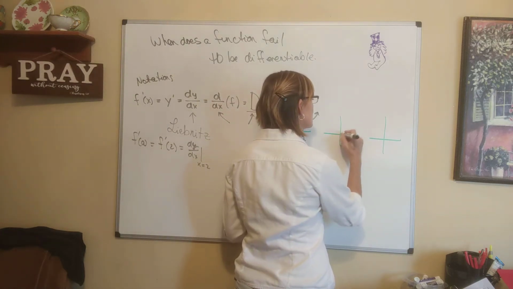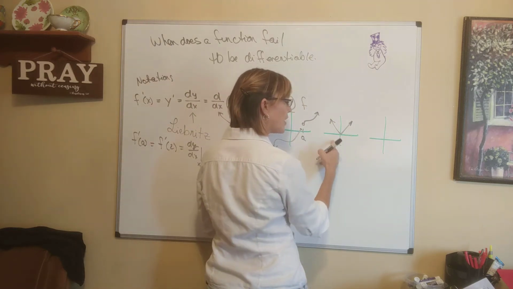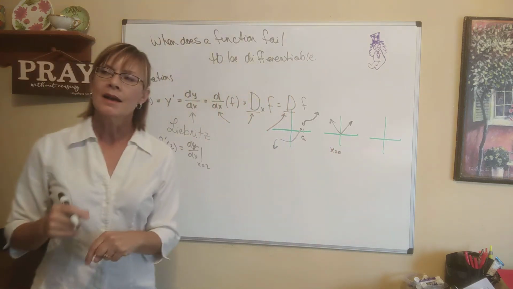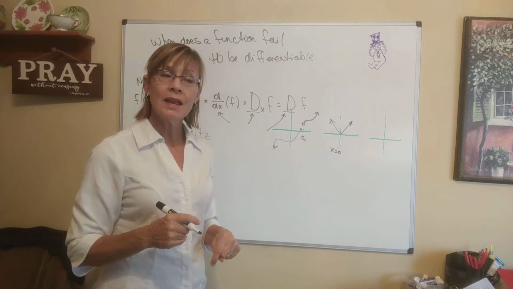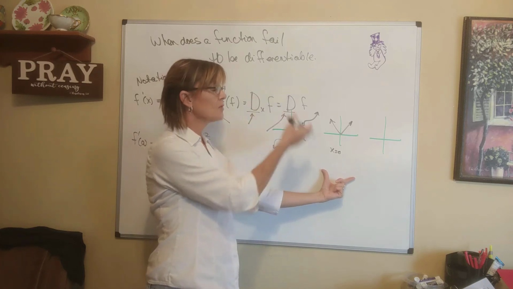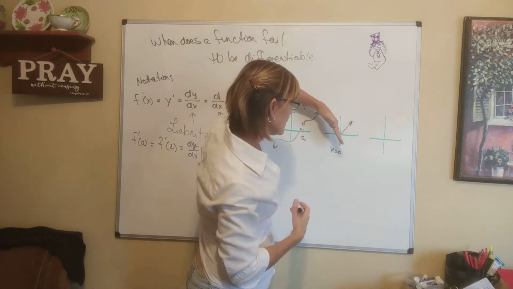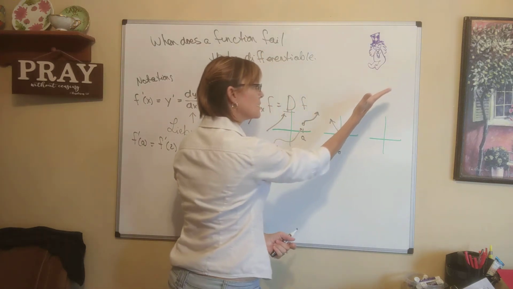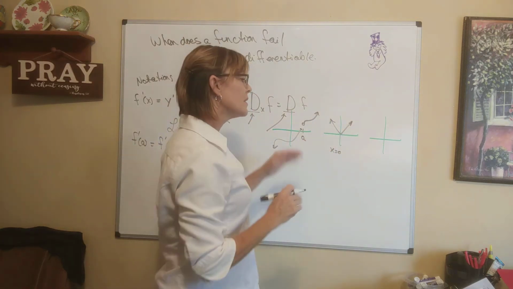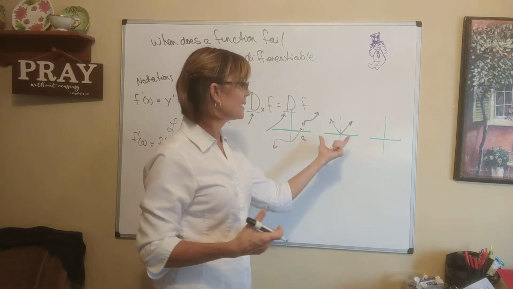Here's another way. Let's consider the absolute value graph, for instance. This would fail to be differentiable at x is 0. Why? It's not because it's not continuous. This is continuous, but it fails to be differentiable at x is 0 because the tangent line slope coming from this direction is -1, and the tangent line slope coming from this direction is +1, and those are not the same number. So it fails to be differentiable because it doesn't have a tangent line at this value.